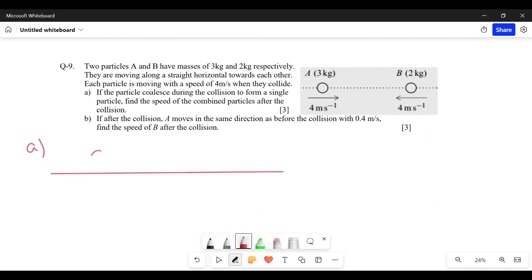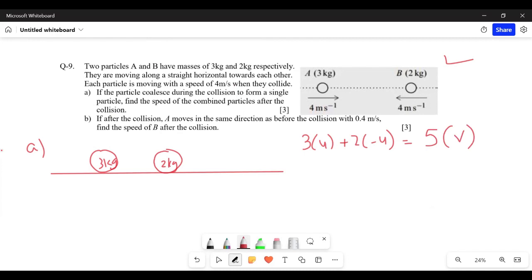There's a 3 kg particle and then there's a 2 kg particle. Or we can see that from here already. Okay. So 3 times 4 plus 2 times minus 4 is equal to the coalesced mass. So the new combined mass is going to be 5 kg times V.